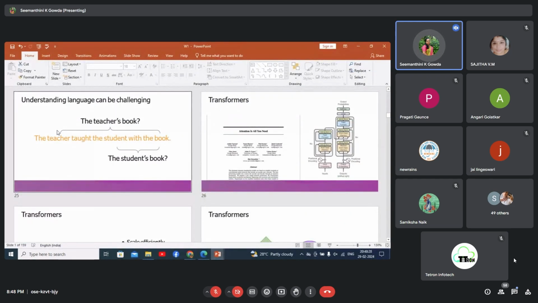And also, let us take another example. The teacher taught the student with the book. The teacher taught the student with the book. Right. The book can be the student's book or it can be the teacher's book. There is no clarity with respect to the text taken. Right. These are all the basic examples we have taken to differentiate the concepts of deep learning and generative AI.